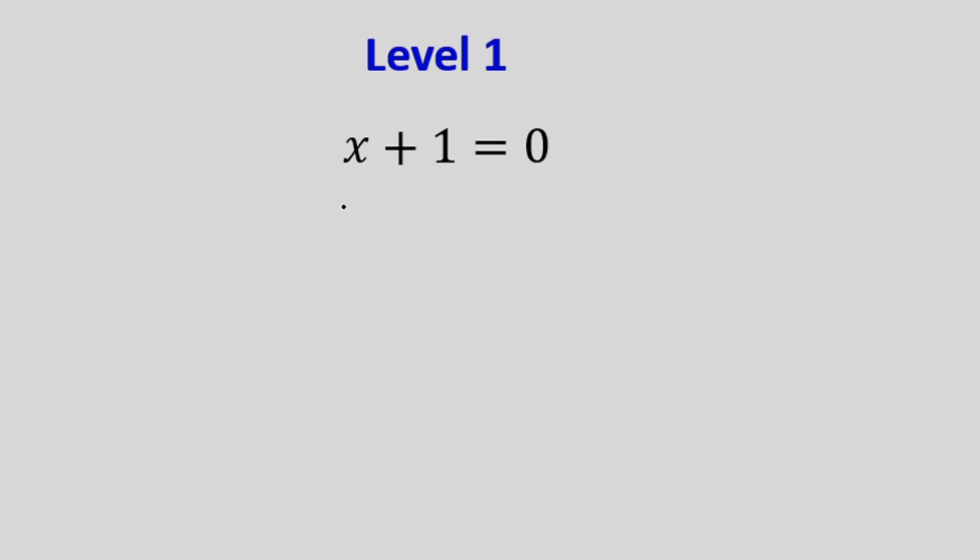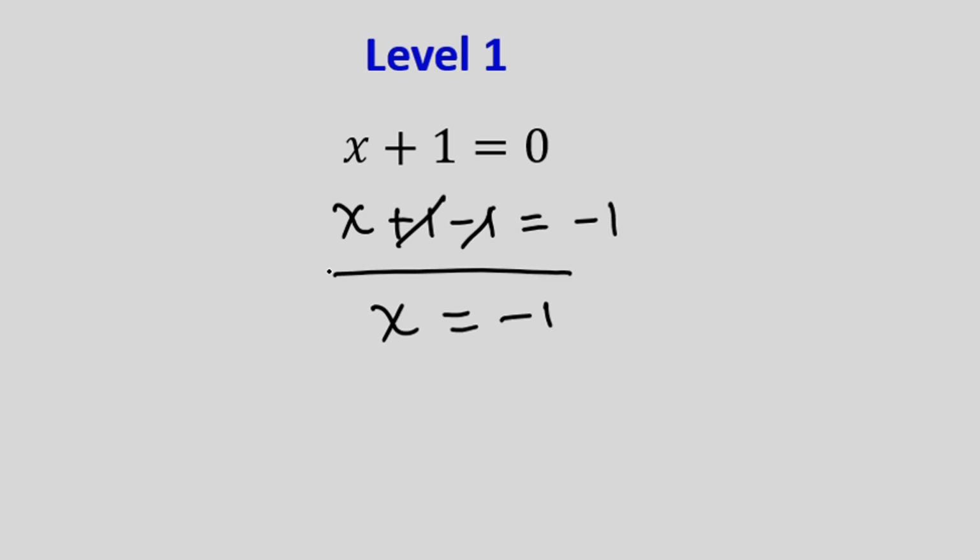Level 1. With this level, what we have to do is to subtract 1 from each side of the equation. And if we do that, we see that this and this will go and we have x is equal to -1. And guess what? This is pretty much it.